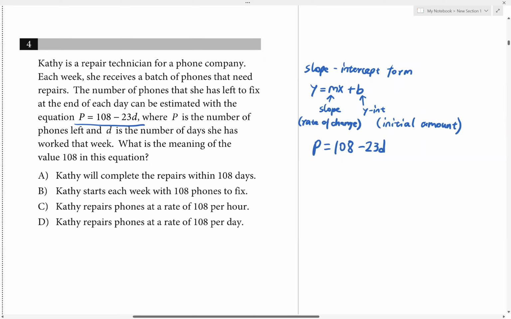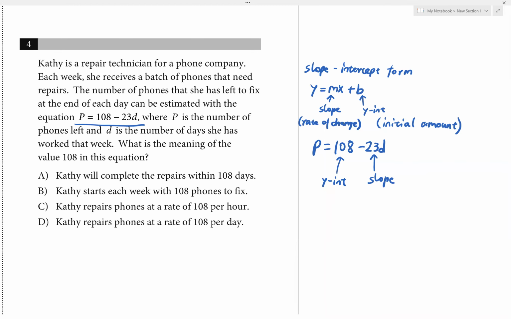So to apply this to this question, you see the 108, that should be our y-intercept because that's the number by itself and it's not attached to a variable. And then negative 23, that's our slope because it's multiplied to D there. And D is pretty much the x value for this question.